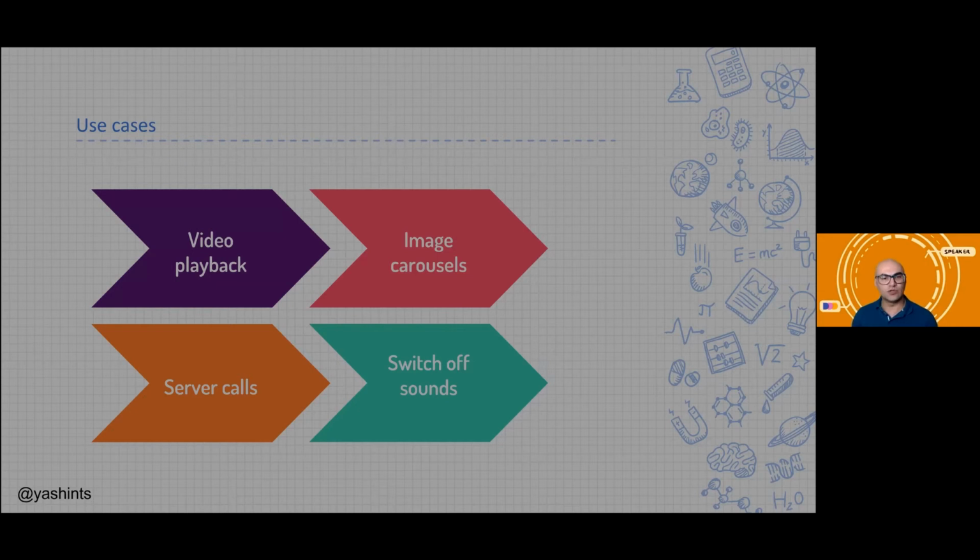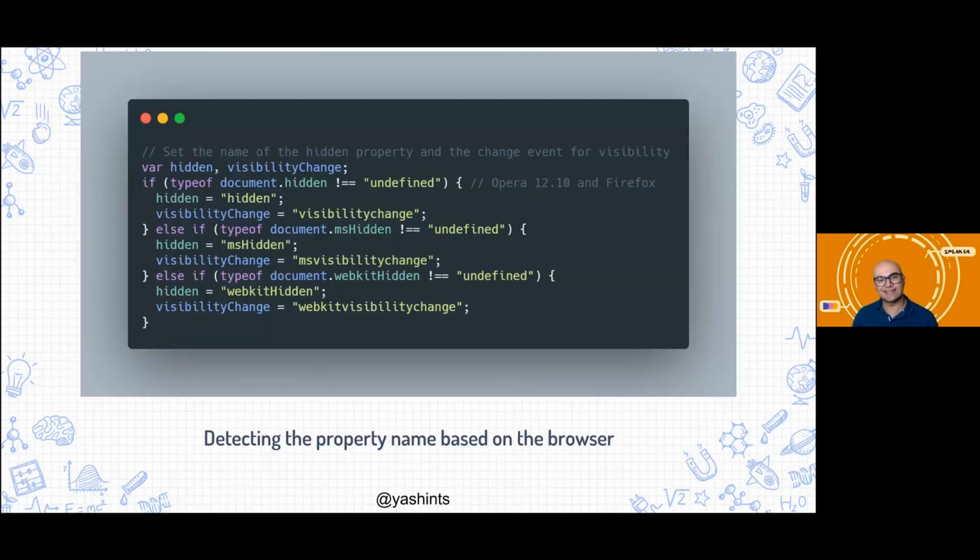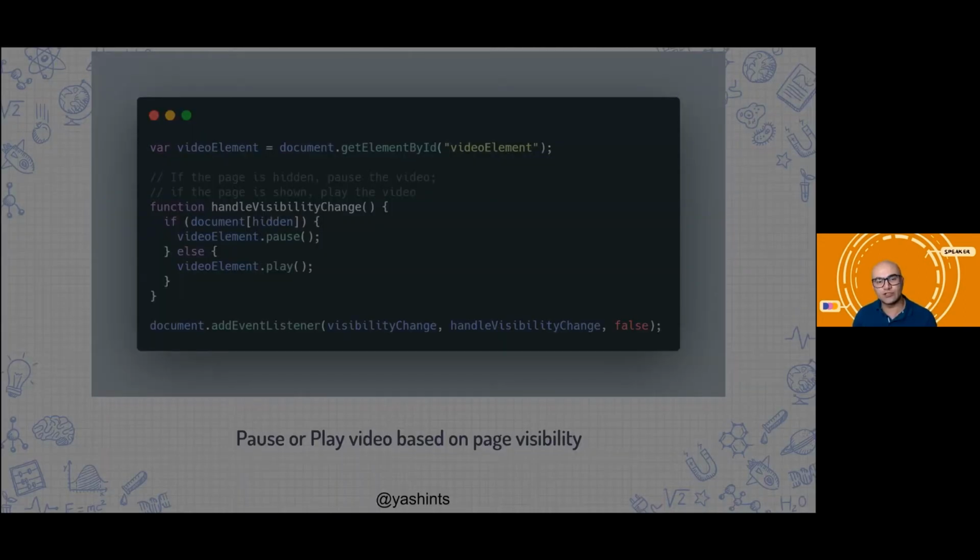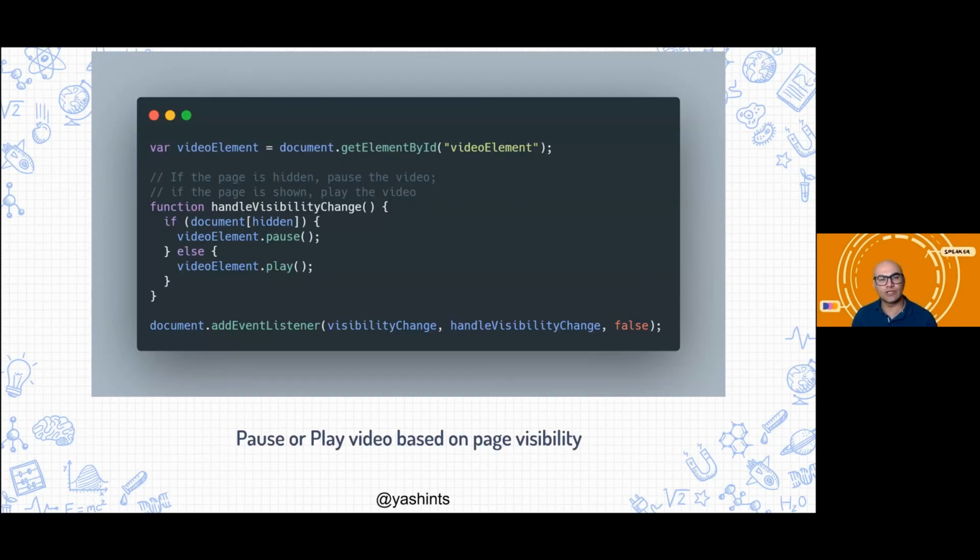Again, you need to do a bit of feature detection. The event is not called the same in all major browsers, but you can find out which one to use with this bit of code for feature detection. Once you've done that, you basically add an event listener to the document, and that will be it. Your callback will get called.